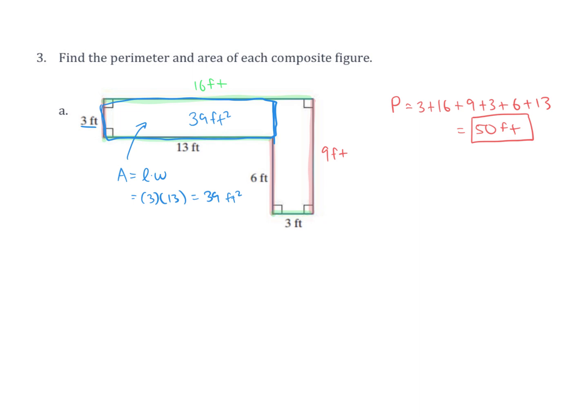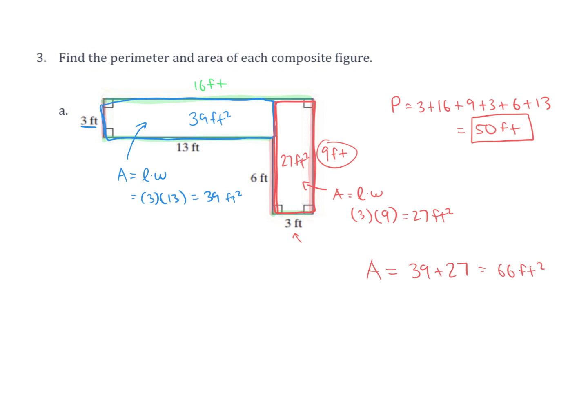And then this other rectangle over here, I need to do its length times width. And one of the sides is 3. And the other, I've got a 6 or a 9. This time I need that longer side, the 9. So 3 times 9 is 27 square feet. So the area of this part is 27 square feet. And then for the area of the composite figure, I add those together. 39 plus 27, which gives us 66 square feet.